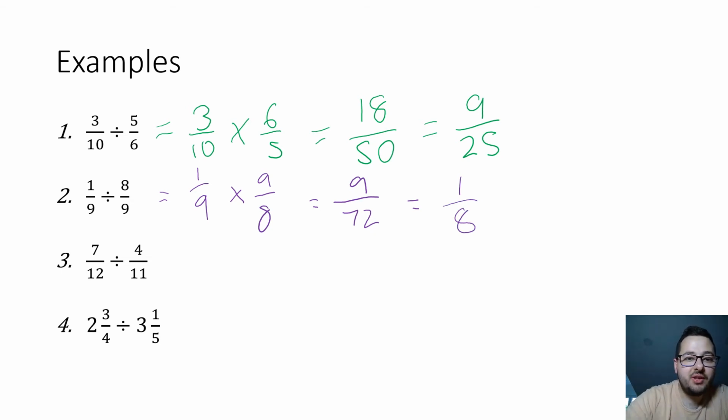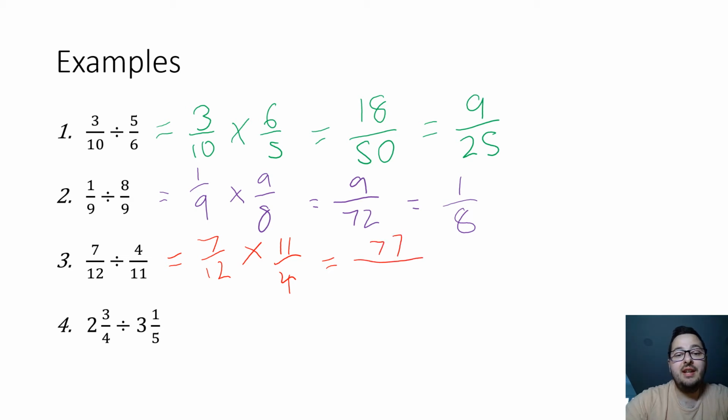Okay, next one. So we've got 7/12 divided by 4/11. So we keep the first one, we flip the second one, and we change the divide to a times. 7 times 11 is 77, and 12 times 4 is 48. And if you wanted that as a mixed number, that's going to be 1 and 29 over 48, I think.